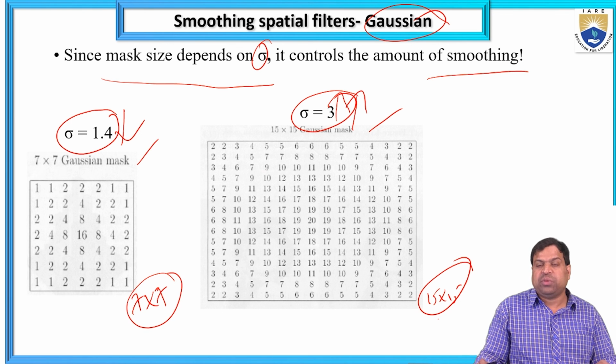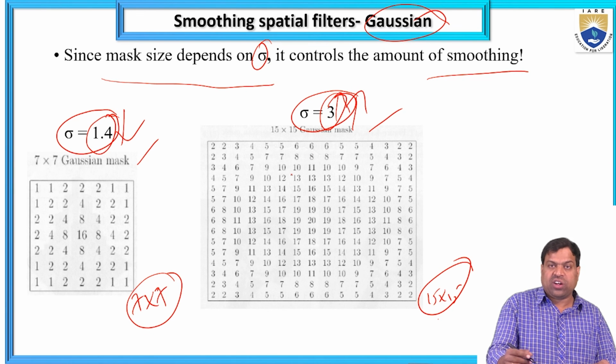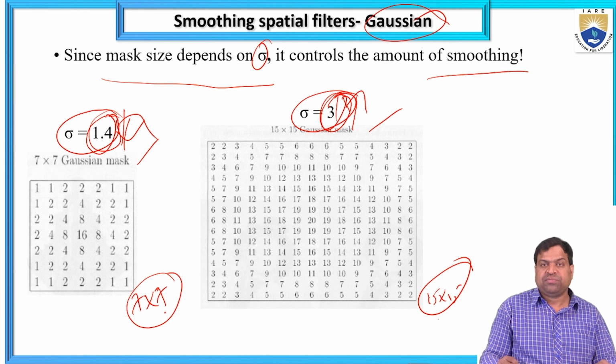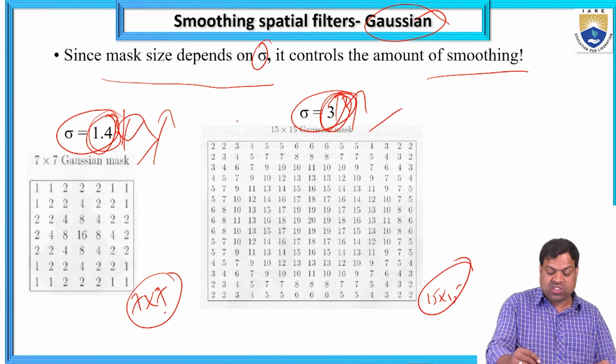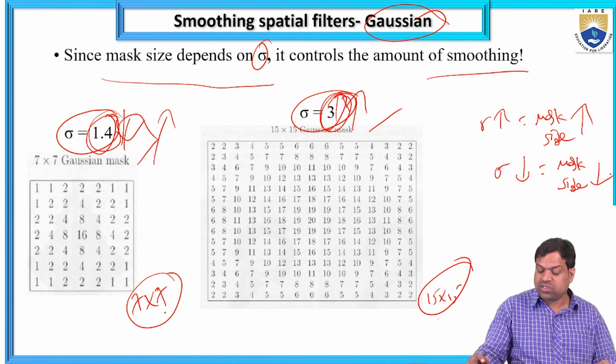Here the mask size depends on sigma. It controls the amount of smoothing. So here sigma equals 1.4, here 3. So has the sigma value increased? Yes. Here 1.4 gives 7 by 7. Here it is more than 1.4, that is 3, so that is 15 by 15. So as the sigma value increases, the mask size also increases. Okay. Here, if sigma is decreasing, the mask size is also decreasing.